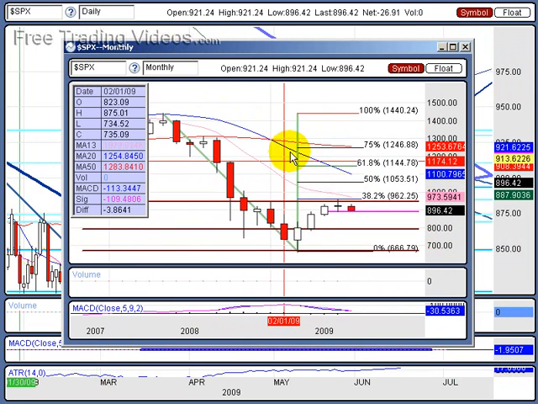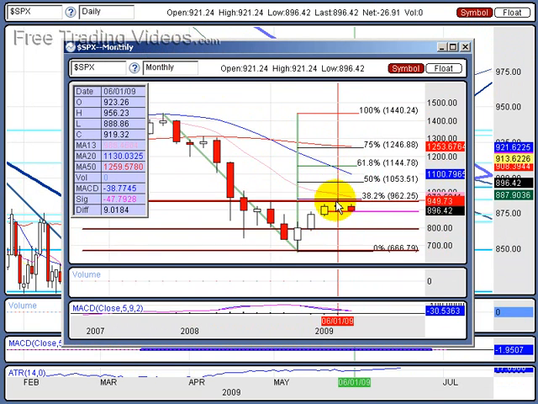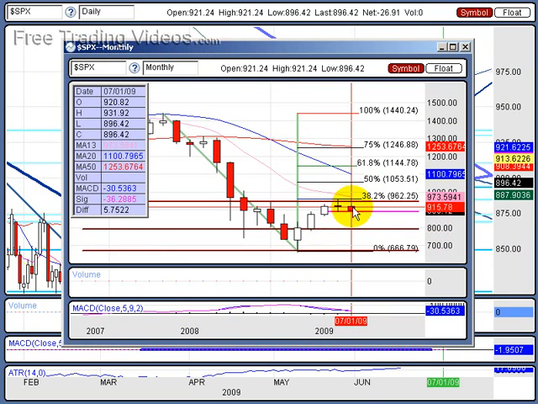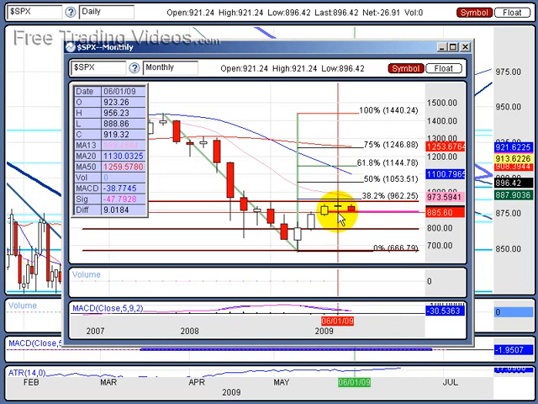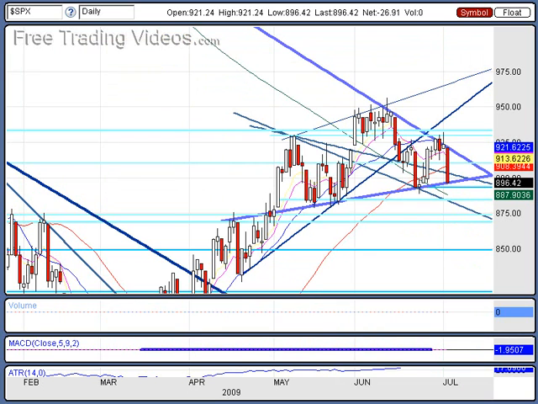We come up and touch the 38.2 on the S&P, and we doji out. This could be very bearish. If we close below this 888 right here, that would give us a new low on the month, not just the week, but also the month. That is a key area, 888. If we close below that, that could be bad, bad, bad for the markets, and that could have a nice down leg come out on the monthly.